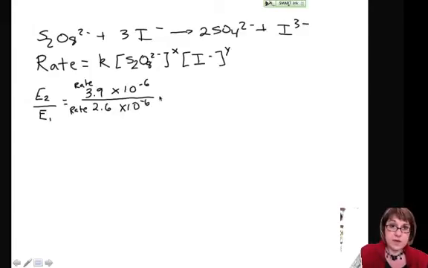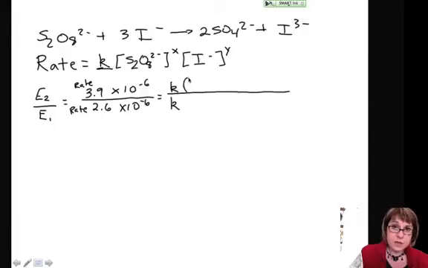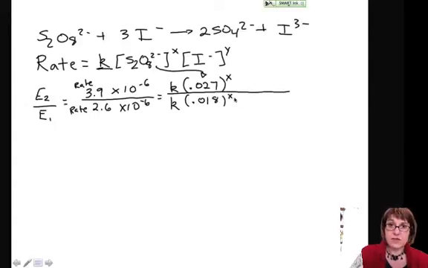So I'm getting this directly from my data table. And then I put in K for experiment 2 and K for experiment 1. All right, now let's put in the concentration of thiosulfate for experiment 2. That concentration was 0.027 molar, and that's going to be raised to some power that we're calling X. And in experiment 1, that same concentration for the same substance was 0.018 molar. And that's also raised to the X power.